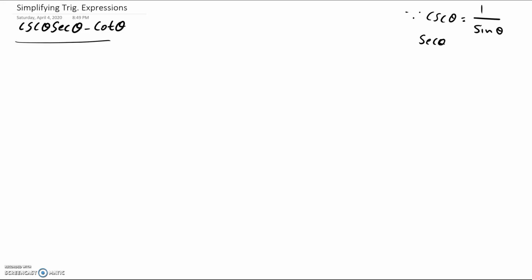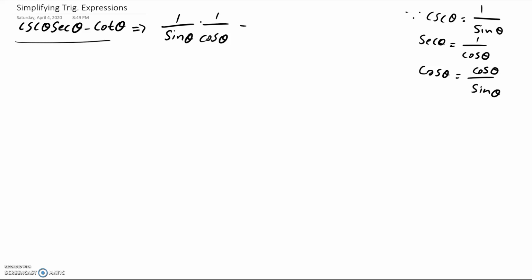We know that secant theta is equal to 1 over cos theta. I will use this identity here, and the expression becomes 1 over sine theta times 1 over cos theta, minus cot theta, and cot theta is equal to cos over sine. Yes, again it's another identity: cot theta equals cos theta over sine theta. I will use this identity here.